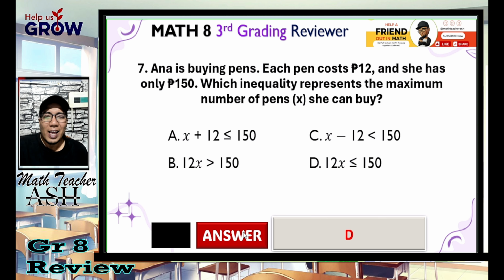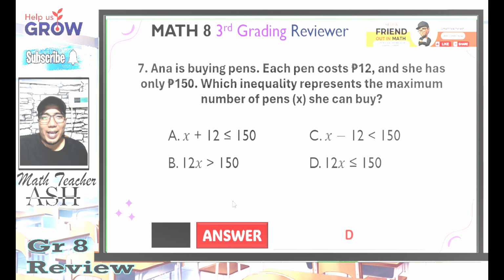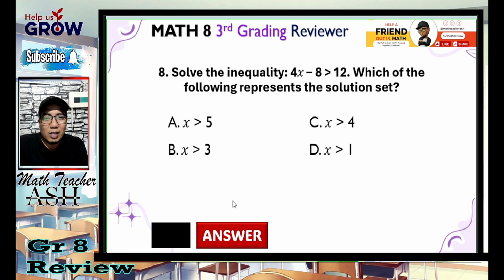Alright, easy, right? Now let us go to question number 8. Solve the inequality 4x minus 8 is greater than 12. Which of the following represents the solution set? Is it A, x is greater than 5, B, x is greater than 3, C, x is greater than 4, or D, x is greater than 1? I'll give you 5 seconds to think about your answer.